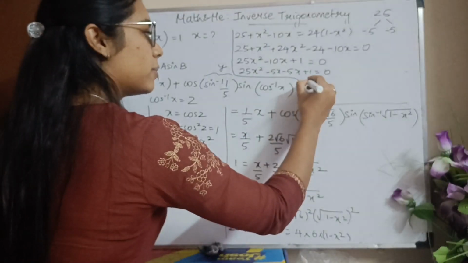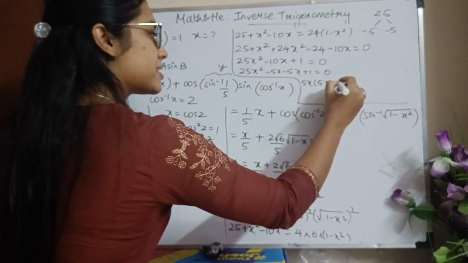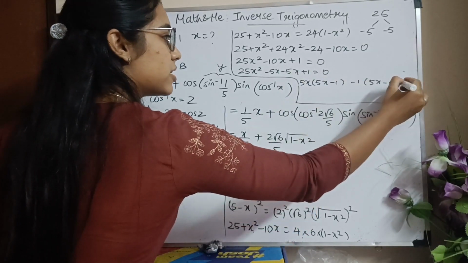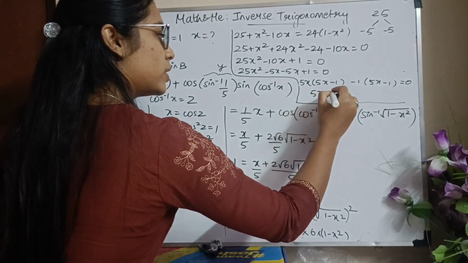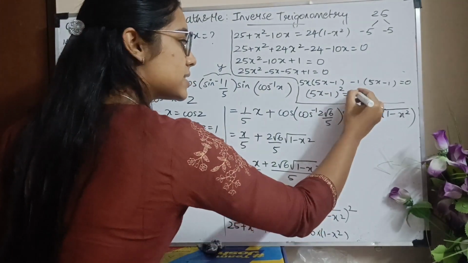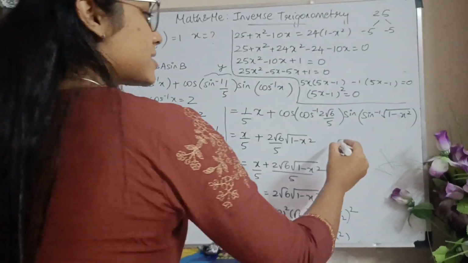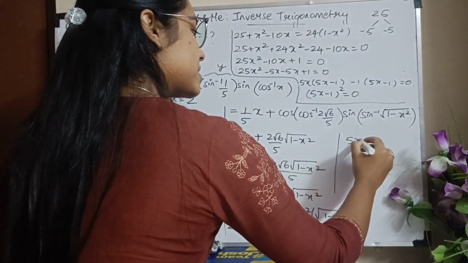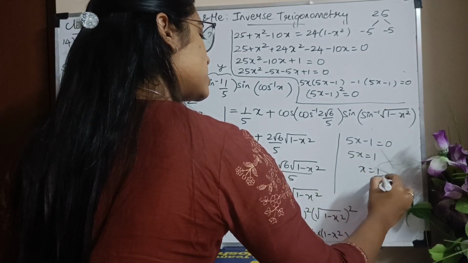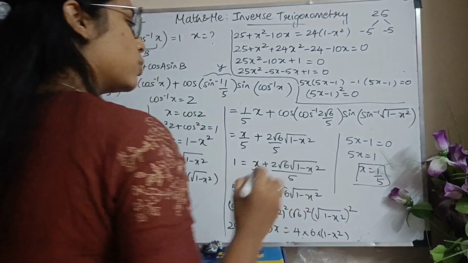Taking 5x to be common, I have 5x times 5x minus 1. I also need a 5x minus 1 here, so I'll take minus 1 outside. So what do I have? 5x minus 1 times 5x minus 1, which is 5x minus 1 the whole square, which is equal to 0. Correct? So 5x minus 1 equals 0, 5x equals 1, x equals 1 divided by 5. So I found the value of x.